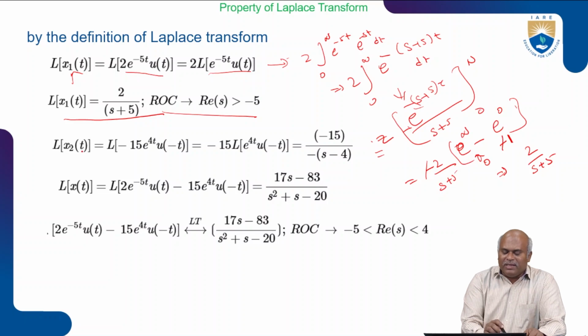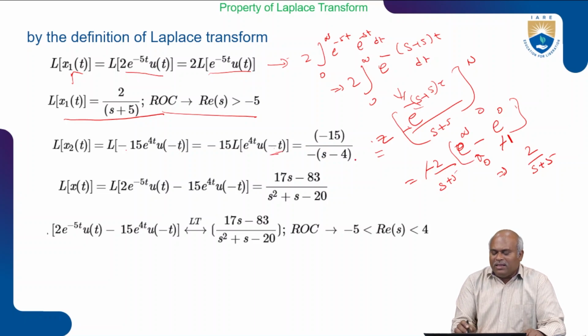Next case, x2 of t. We need the Laplace transform of x2 of t, which is equal to the Laplace transform of minus 15 e power 4t u of minus t. The minus 15 we take out, and take the Laplace transform of e power 4t u of minus t. Here is minus, that's why the term also gets a minus. So minus 15 divided by minus of s minus 4. These two minus signs cancel.